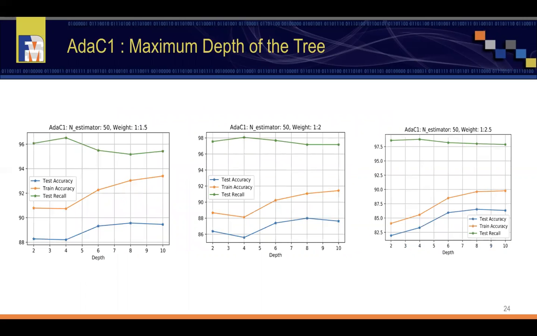The graphs here have the cost ratio as 1 is to 1.5, 1 is to 2, and 1 is to 2.5 for the first, second, and third graphs, respectively. The number of weak learners is fixed as 50, and the maximum depth of the tree is varied as 2, 4, 6, 8, and 10. The blue and the orange plots are the test and train accuracy, and the green represents the test recall. Just to note, we want to achieve a high accuracy with a high recall. In all three graphs, we can observe that with higher depth of the decision tree, we obtain a high accuracy recall trade-off.